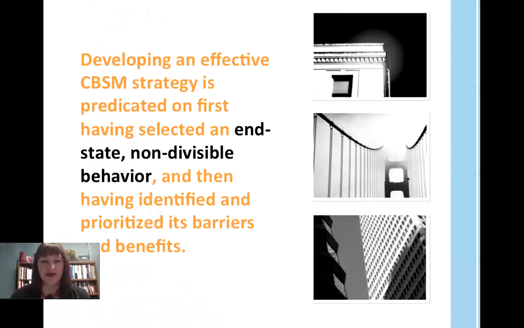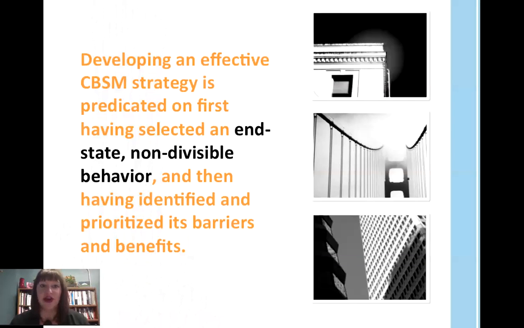Developing an effective community-based social marketing strategy is predicated on first having selected an end-state non-divisible behavior. So as you're looking at your issues, you really need to identify what is the behavior that I want to change, and is that the end-state non-divisible behavior? Because it's complicated to just say, I would like for communities to reduce their water usage. That's a little bit too big. That's not one end-state non-divisible behavior.